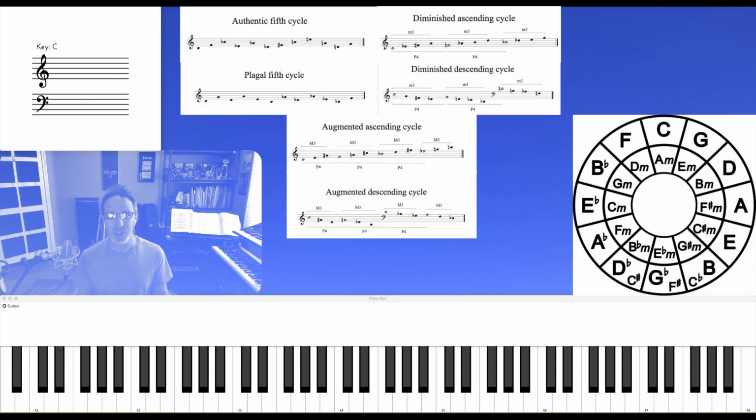So those are root cycles. You can use those to practice your chord progressions. Any chord voicing that you have, run it through any of these root cycles. Make up your own. Have fun with it.